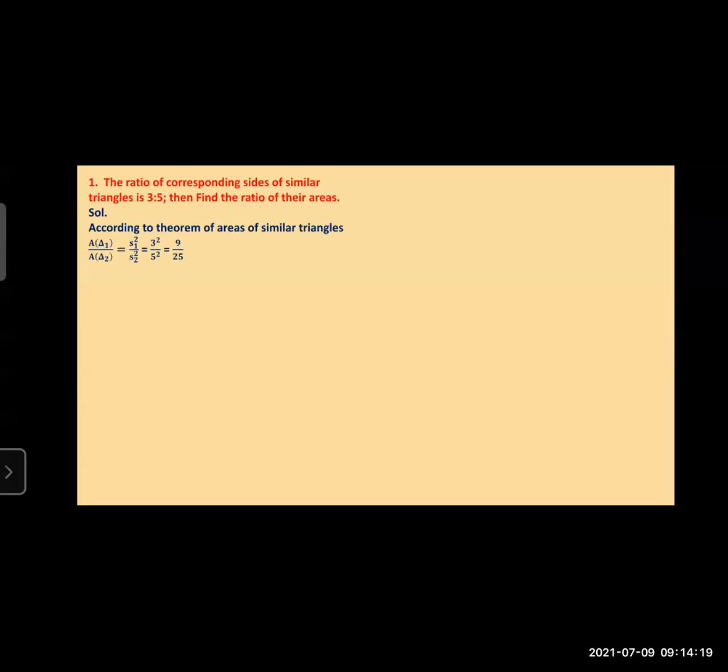So here we apply: area of triangle 1 to the area of triangle 2 is equal to S1 square by S2 square. So here S1 is 3 and S2 is 5. So take their square. Square of 3 is 9 and square of 5 is 25. So simple. Therefore, the ratio of areas of the triangles is 9:25. Very simple for a 2 marks question, or maybe asked for a 1 mark question. In this way, we find the ratio of their areas.